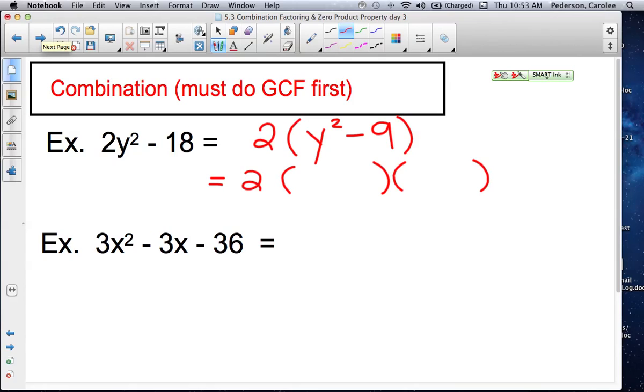Don't forget that 2 still has to stay in front. So now the difference of two squares, I split up the y and the y. And then the perfect square for 9 is 3 times 3. So I split up the 3 and the 3. And then what goes in between is the minus and plus, or plus and minus.